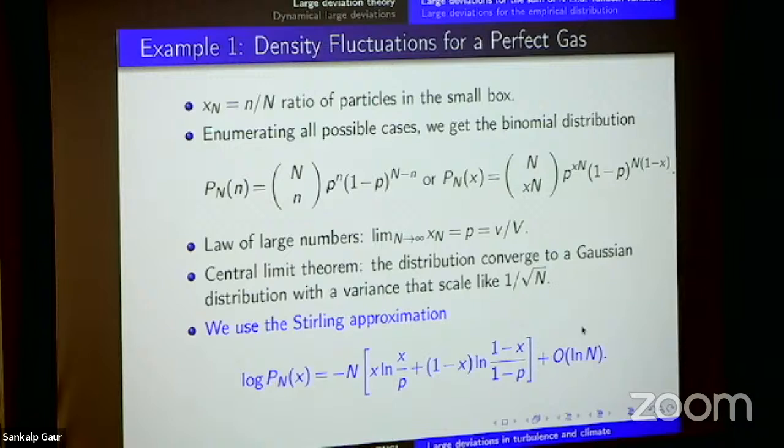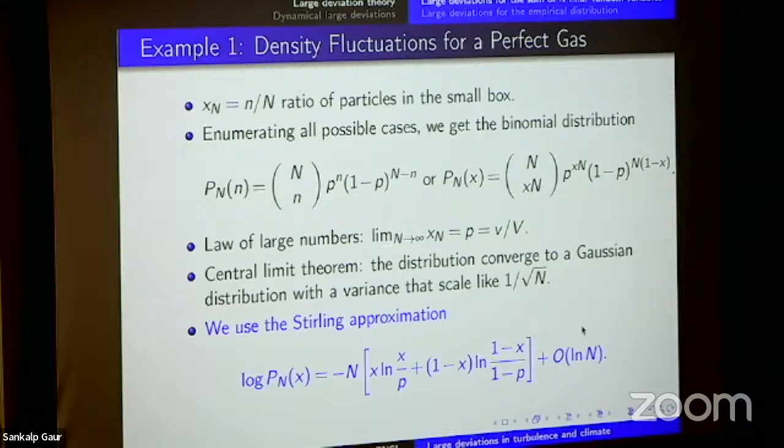So if I call x_N, n over N, the ratio of particles in the small box, then I get this binomial formula: p to the power n, 1 minus p to the power capital N minus small n. And then you have this binomial factor. And so it's expressed now in terms of x. And so you can compute explicitly in this case. I guess you did that in the lecture in statistical mechanics.